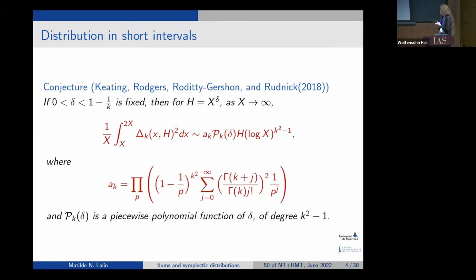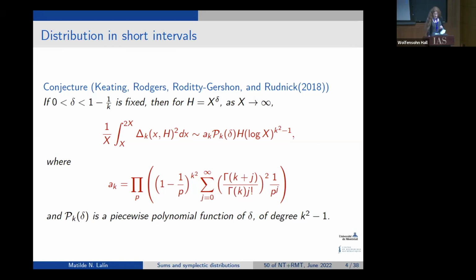If we consider h to be x to the delta, with delta between 0 and 1 minus 1 over k, then the asymptotics of this variance should be some constant a_k, which we have already seen in this week, coming from the arithmetic factor, and then multiplied by some polynomial function. It's a piecewise polynomial function in delta, in the expression x times h times log x to the k squared minus 1.